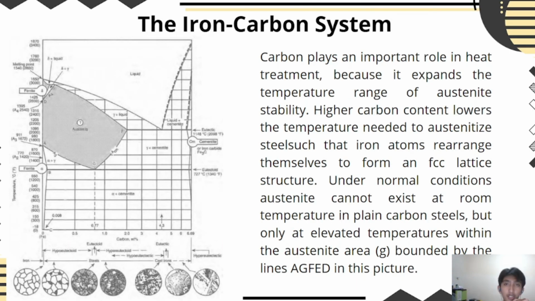The iron carbon system. Carbon plays an important role in heat treatment because it expands the temperature range of austenite stability. Higher carbon content lowers the temperature needed to maintain austenite, such that iron atoms rearrange themselves to form an FCC lattice structure. Under normal conditions, austenite cannot exist at room temperature in plain carbon steel, but only at elevated temperature, within the area bounded by the lines A, G, F, E, G in this picture.